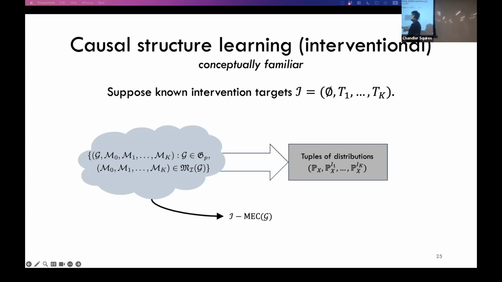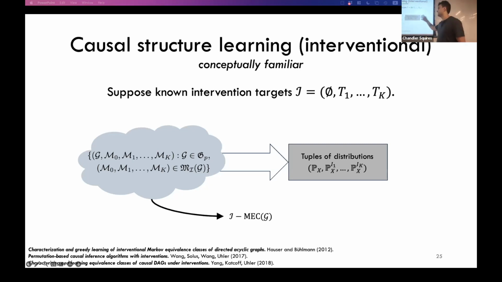So there's a bunch of work on saying what we identify is now this interventional Markov equivalence class. And those also have nice graphical characterizations that mirror the graphical characterizations of Markov equivalence that we had in the observational setting.